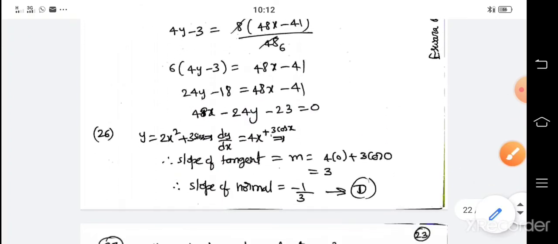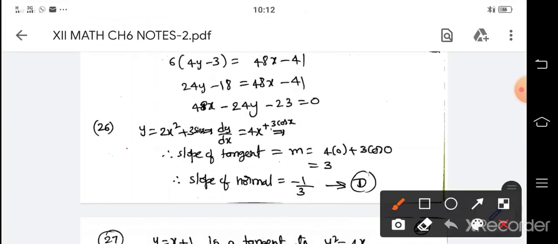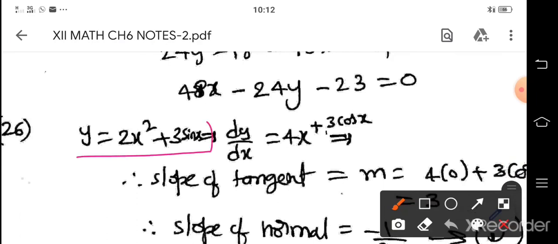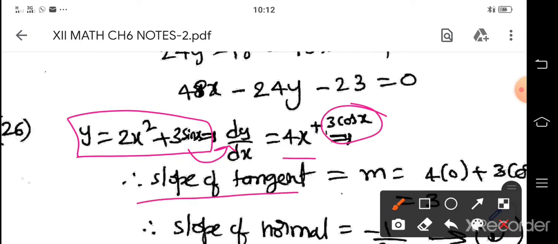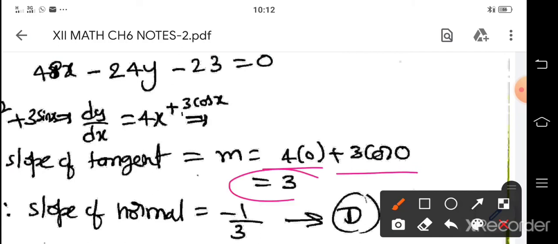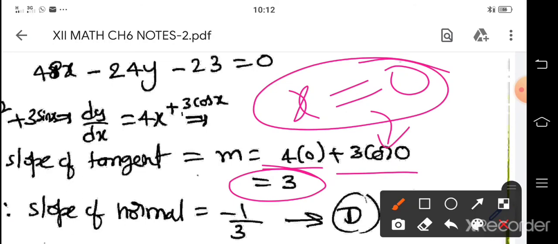Now question number 26 is a multiple choice question. y is equal to 2x square plus 3 sin x. Anyway, we find dy by dx, which is 4x plus 3 cos x. The slope of the tangent is 4 into 0 plus 3 cos 0, which is equal to 3. Since x is equal to 0 was given, that's why we substituted it. So the slope of the tangent is 3, and the slope of the normal is minus 1 by 3. Since they are asking for the slope of the normal, option D is the right answer.